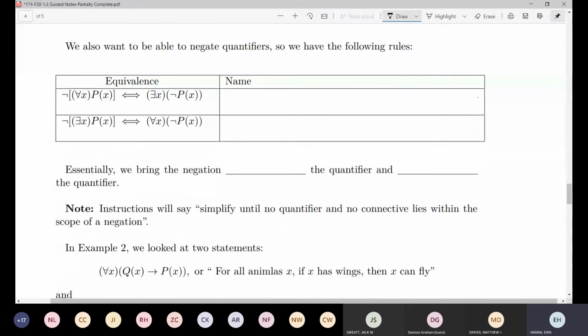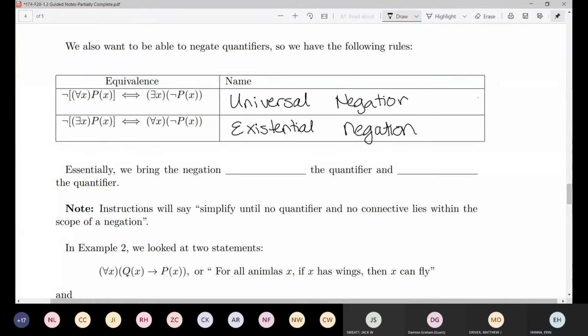So we also want to be able to negate these quantifiers. Yay. So we want to be able to say not for all p of x or not there exists p of x. Let me just say their names first. We have universal negation and existential negation. Essentially what's happening is you're going to bring the negation inside the quantifier, and you're going to switch the quantifier. You bring the not inside, and it changes to the other one in both cases.